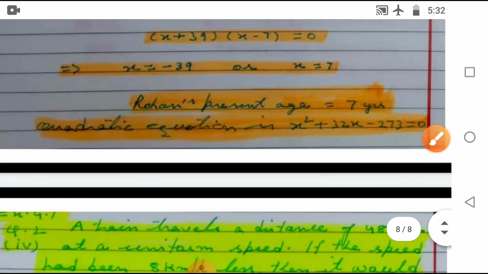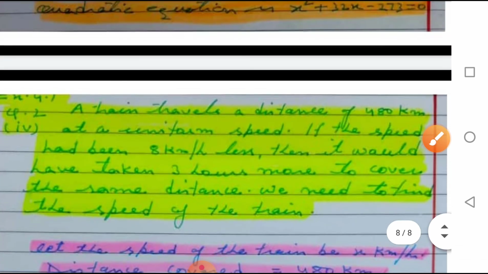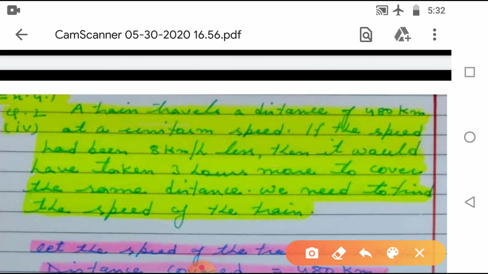Now, come to the fourth part. A train travels a distance of 480 kilometers at a uniform speed. If the speed had been 8 kilometers per hour less, then it would have taken 3 hours more to cover the same distance.